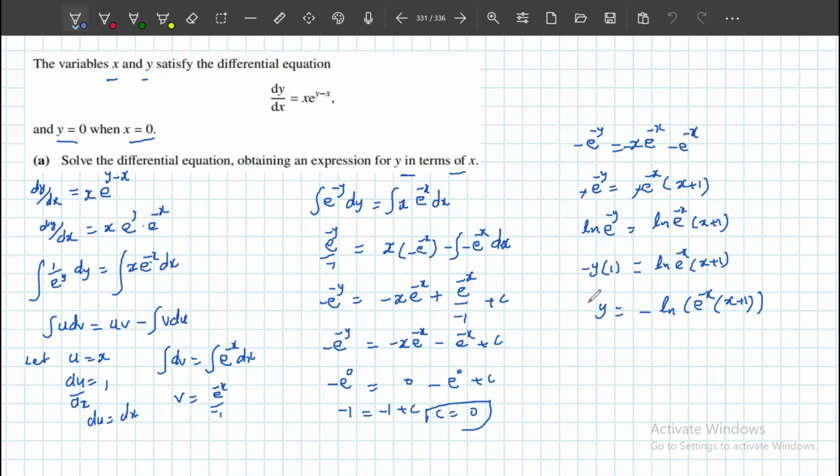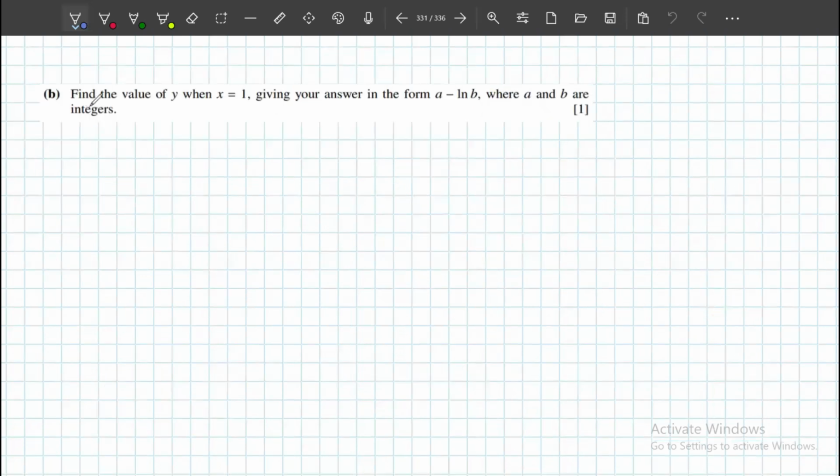Remember that this answer will help us to find the answer of B part. So after that, we will move on to B. So in B part, find the value of y when x equals 1, giving your answer in the form of a minus ln of b, where a and b are integers.